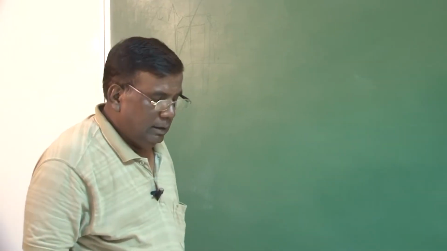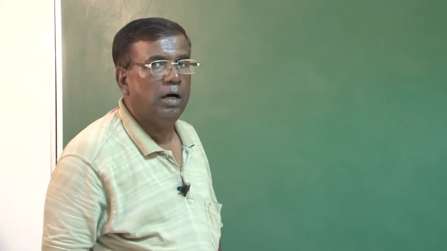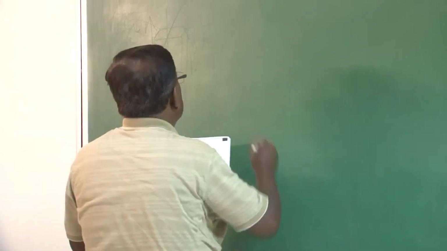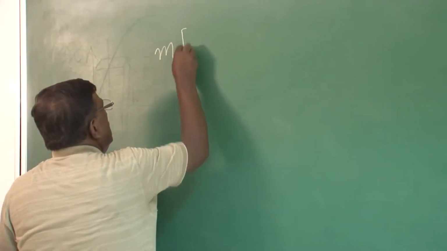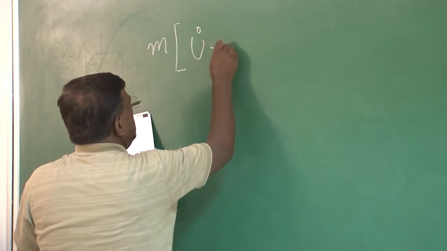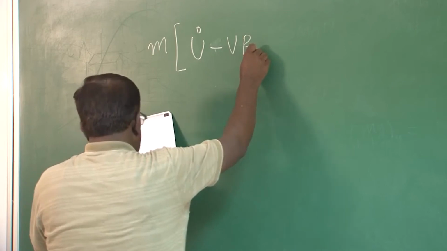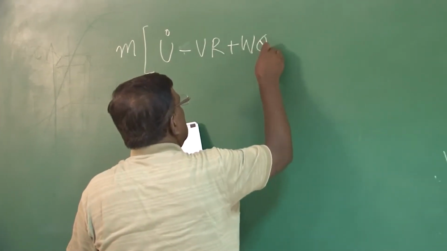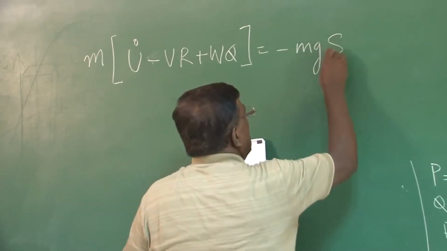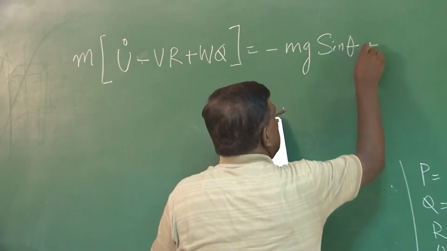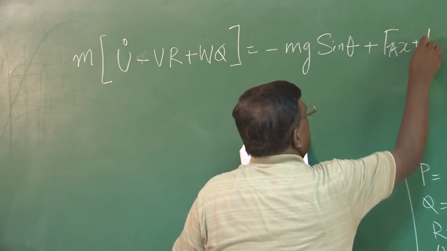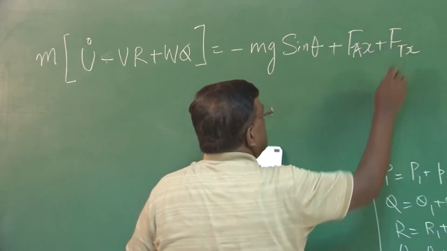Good morning, friends. Let us solve an example of how to develop perturbed equations of motion. I will take one equation, that is m(u dot minus Vr plus Wq) is equal to minus mg sine theta plus Fax plus Ftx.